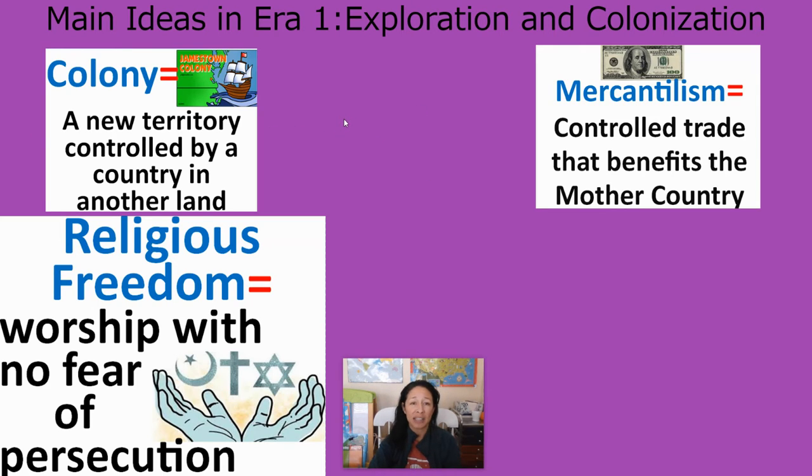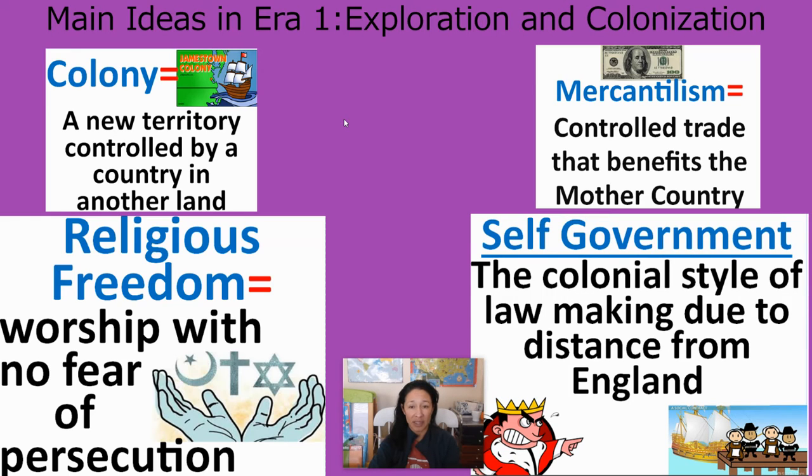And the final big idea from Era 1 was self-government. That idea that the colonial style of lawmaking was due to distance from England, too far away for the king in order for them to be controlled. So they kind of started up their own ideas.